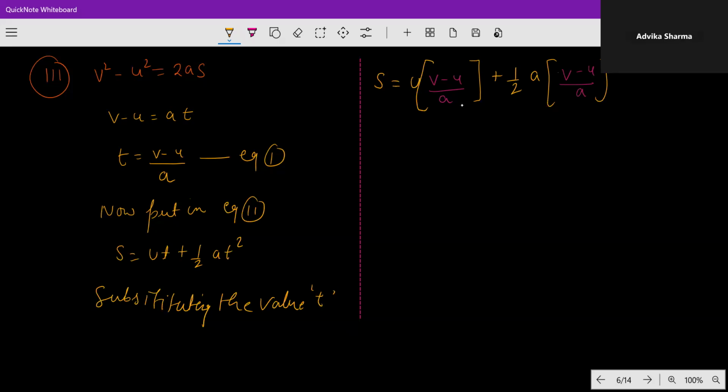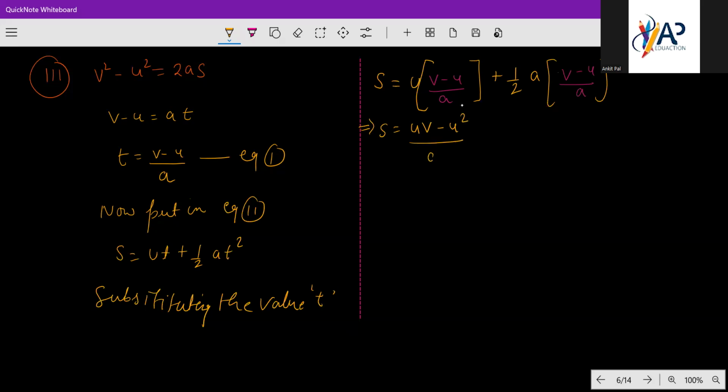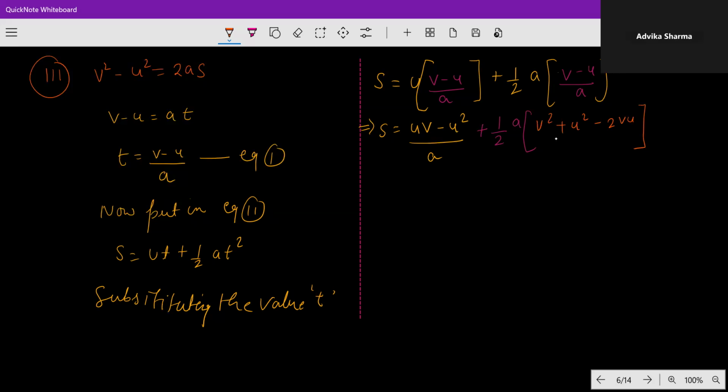So in the next step, if we multiply this value, we can say s is equals to u into v minus u upon a, right? Plus half a, and here we can use the formula v minus u whole square, which is v square plus u square minus 2uv, upon a square, right? We can cross out the a.